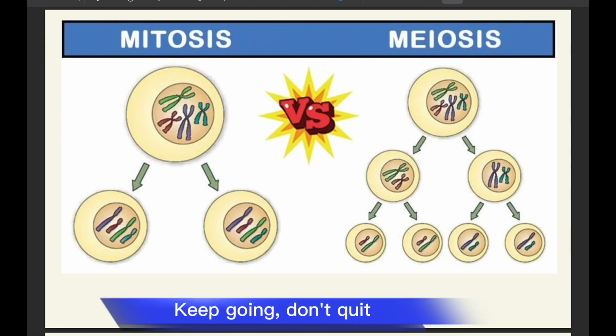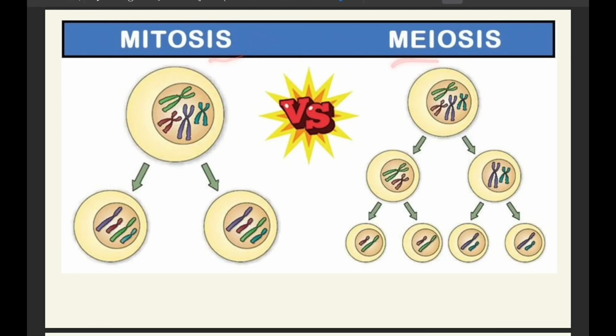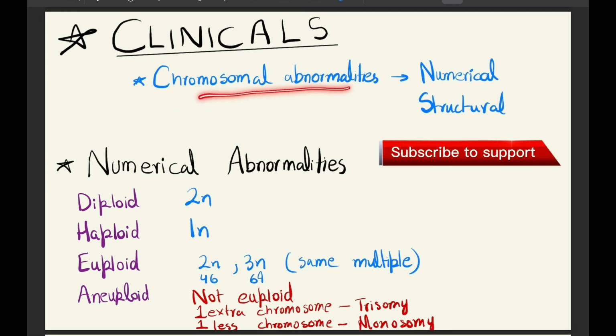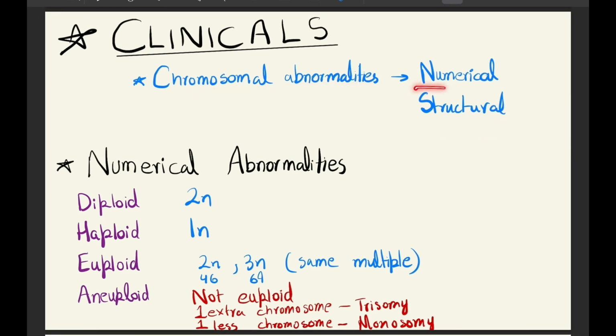Then there is the difference between mitosis and meiosis. In mitosis, a diploid cell forms a diploid daughter cell, whereas in meiosis, a diploid cell forms a haploid cell. Next is the most important part of this video, and try to take down notes if you can. So we have chromosomal abnormalities, and we have numerical as well as structural abnormalities.